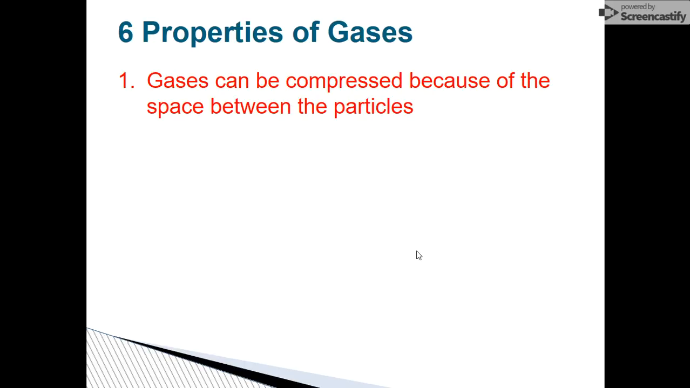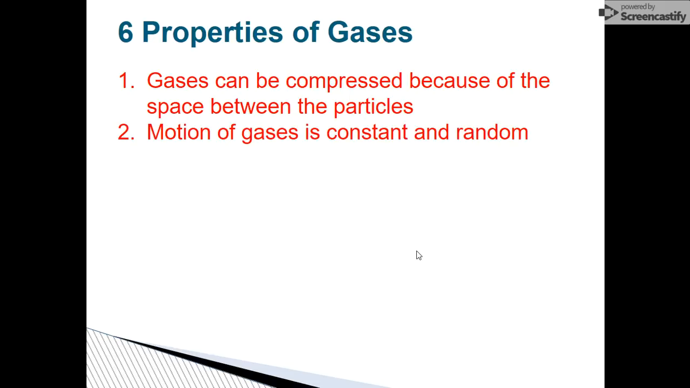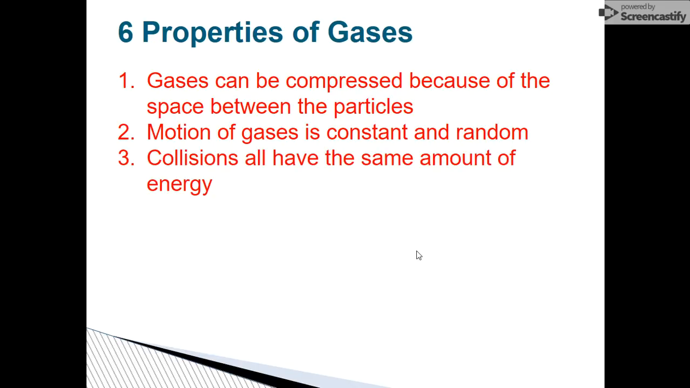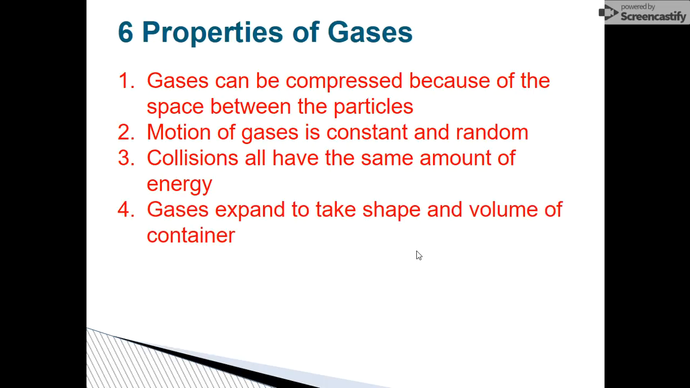Gases can be compressed. The movement of the gases is constant and random. So they're always going to move unless they're at 0 Kelvin, and they're random, so they're unpredictable. Every collision has the same amount of energy. No one collision has a higher amount of energy than another. The gases will also expand to take the shape and volume of the container. So keep in mind in that simulation, when I made the box bigger, the gases expanded outwards. If I made the box smaller, then the gases were confined to a smaller space.